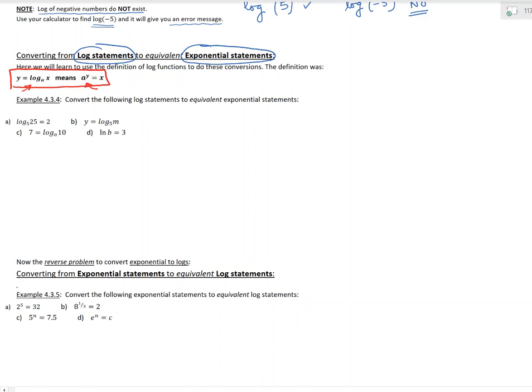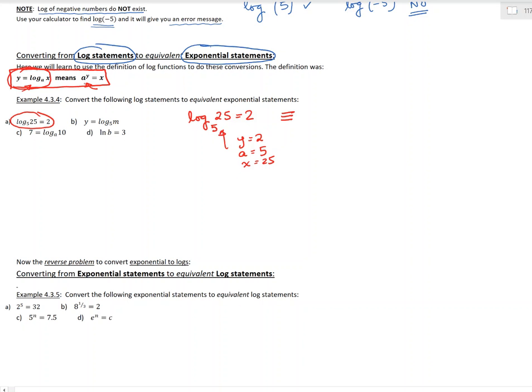So one very mechanical way of doing it is as follows. So let's start with this example. So suppose I have log of 25 to base 5, which is equal to 2. Now I want to write it as an exponential statement. So first let's find each of the three things. The y is clearly 2, a is 5, and x is 25 from here, comparing it to the definition.